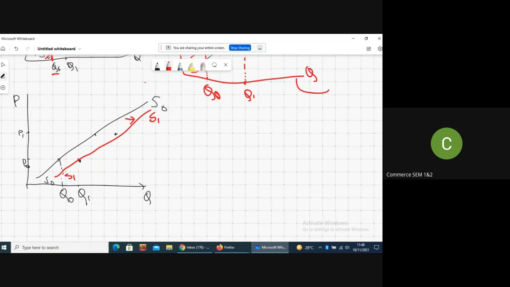Now, as before, as we have seen the market demand curve, how did we arrive at the market demand curve? Can anyone say how we can draw the market demand curve?